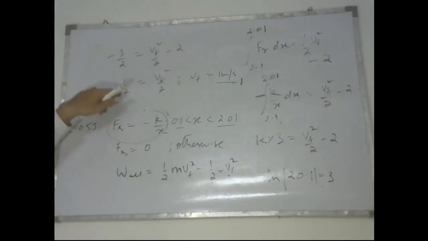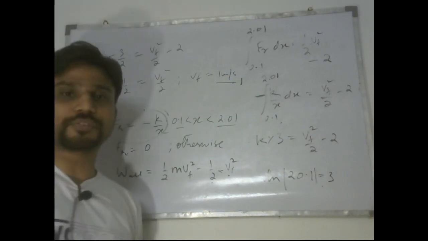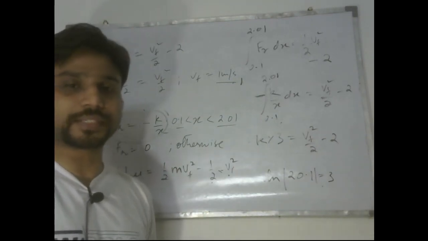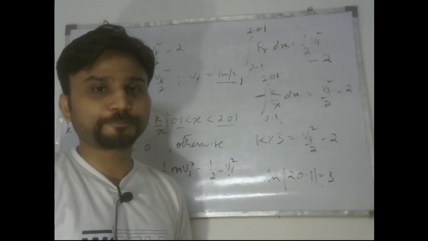Minus 2 went here, it became half, and the value of final velocity of the block after it has crossed this particular distance is 1 meter per second.